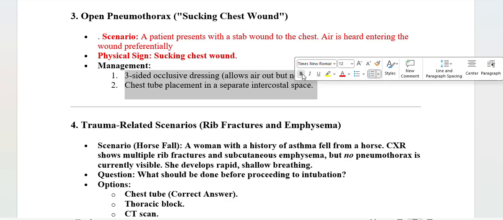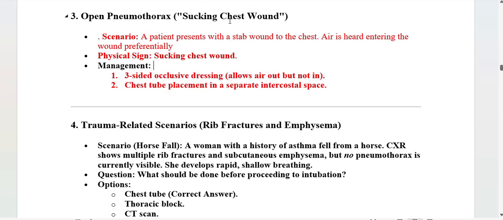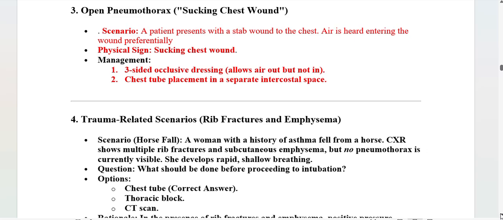So I have the guideline. This I put at the end, so you can see it. Okay, it's an open pneumothorax, a sucking chest wound. A patient presents with a stab wound to the chest. Air is heard entering the wound preferentially. Physical sign you can see: sucking chest wound. Initial intervention we will do is a three-sided occlusive dressing, and after that we will do chest tube placement in a separate intercostal space, right?